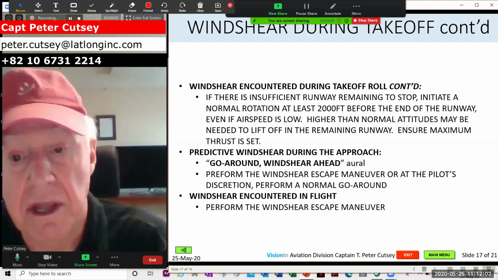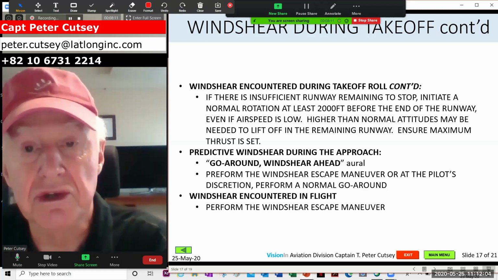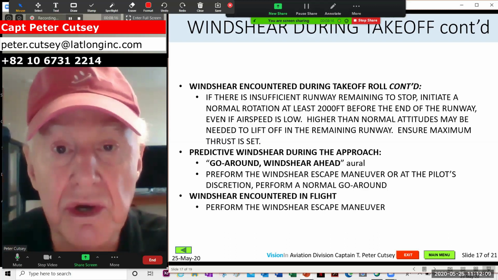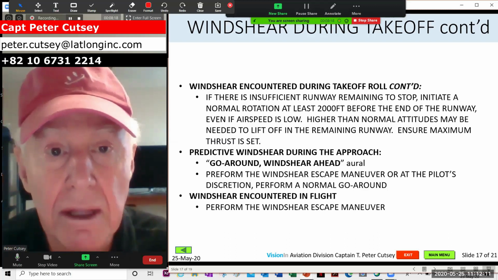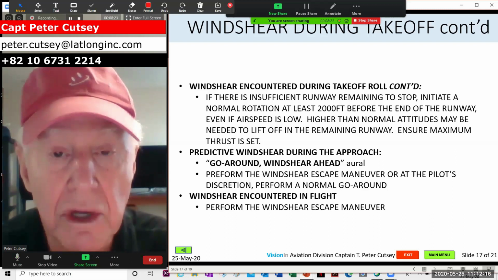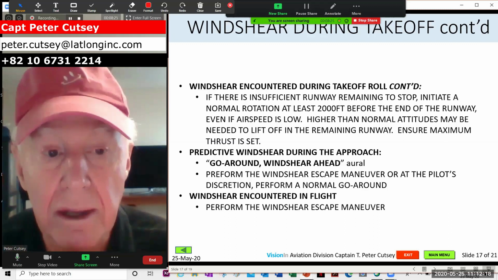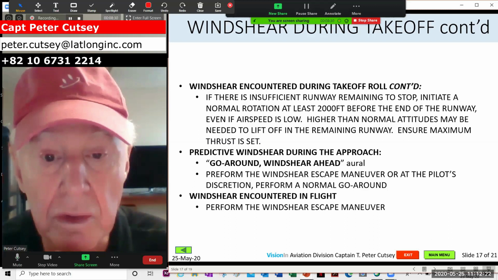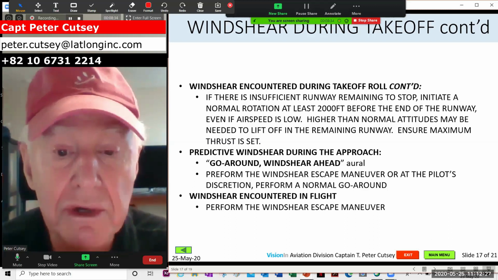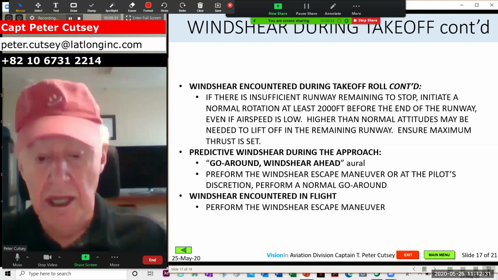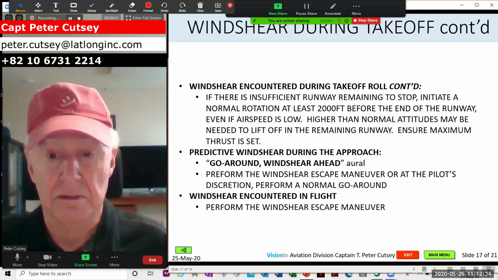Now you have to be very careful. Don't get the procedures mixed. A go-around procedure and a wind shear escape maneuver or procedure are different. The go-around, you're calling for a change in flight controls, gear and flap. So you don't want to do that. The wind shear escape maneuver, you do not change any configurations.